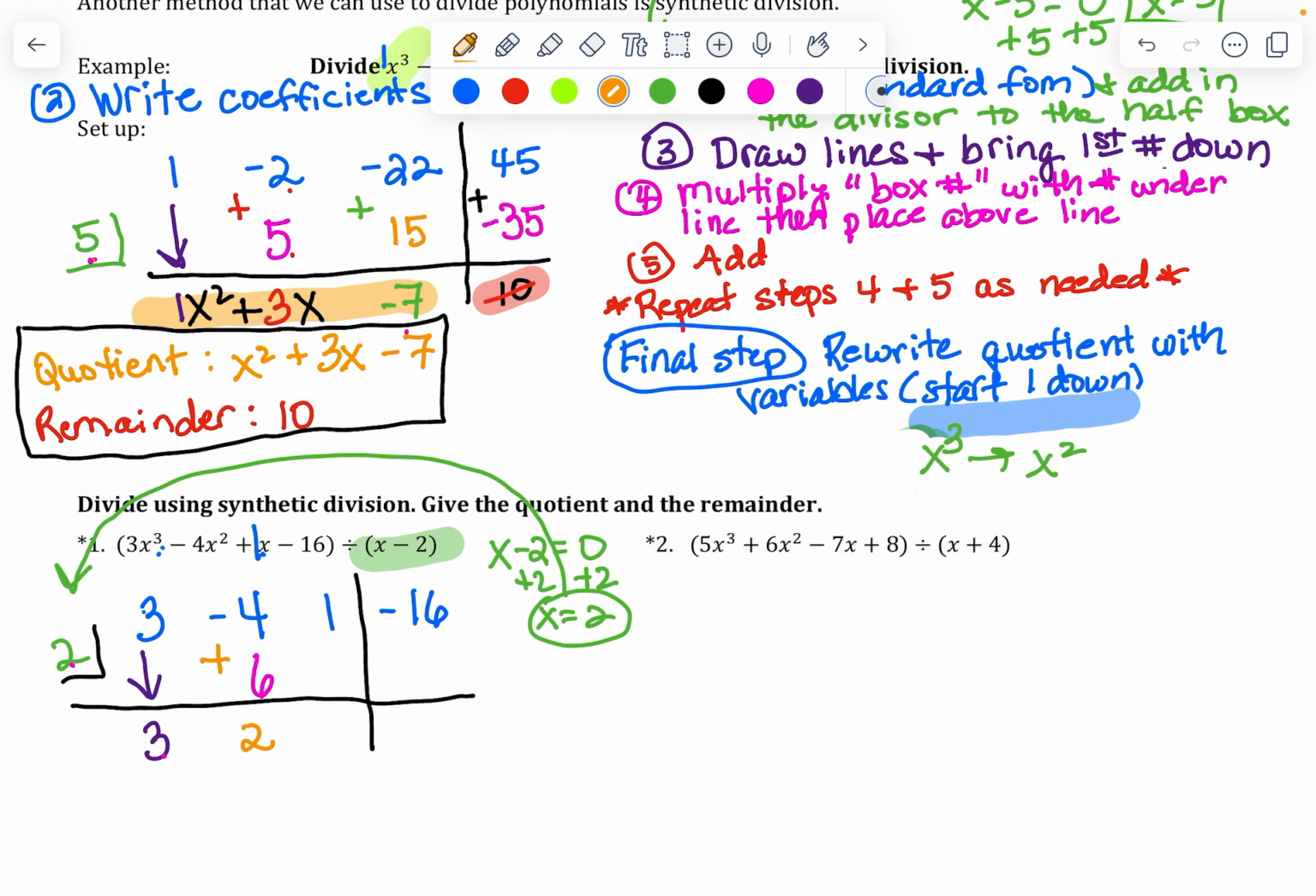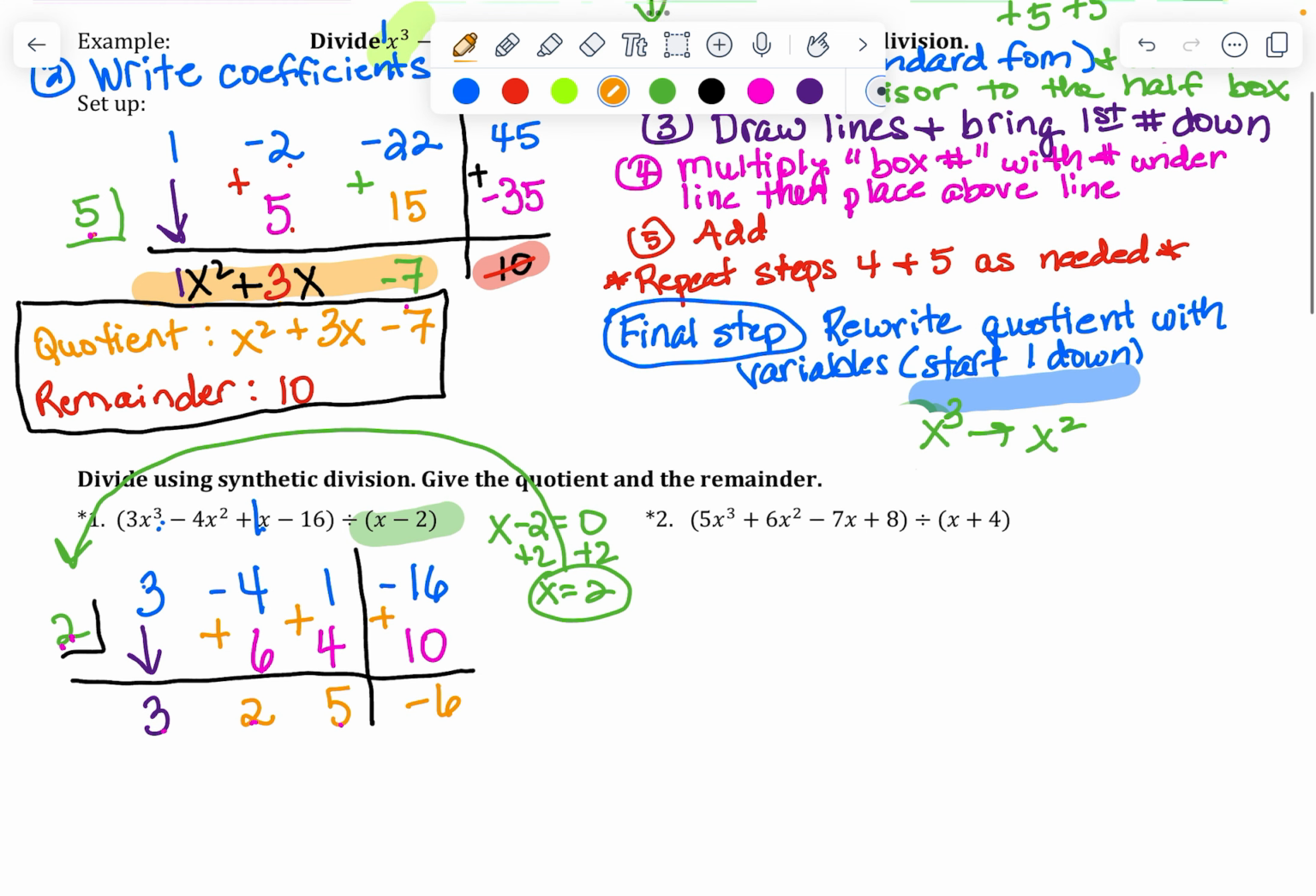Then I'm going to start again. 2 times this 2 is a 4. Then I'm going to add. 1 plus 4 is 5. Bring it down. Then you start again. 2 times 5 is 10. Then you're going to add. Negative 16 plus 10 is a negative 6.